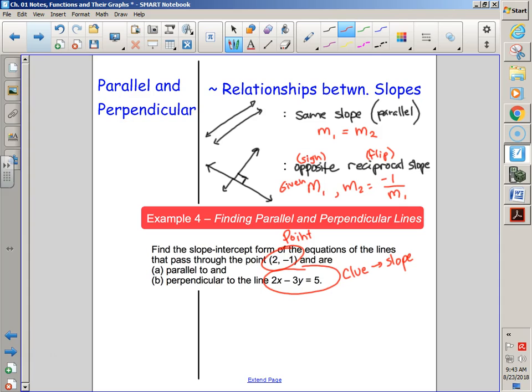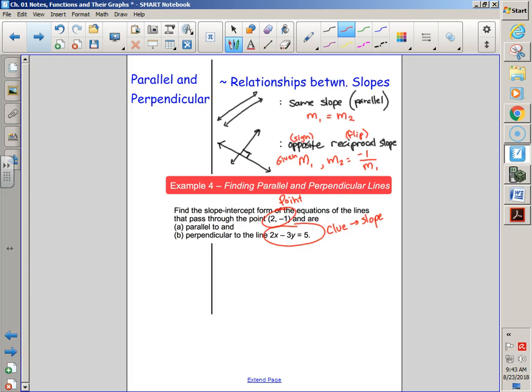I need to use that point. The point is established. That's my x1, y1, but how can I use this equation, his slope, to give me what I need for parallel and perpendicular? What do you guys think the very first thing is that we should do? Yeah, get y by itself. Makes life so much easier.